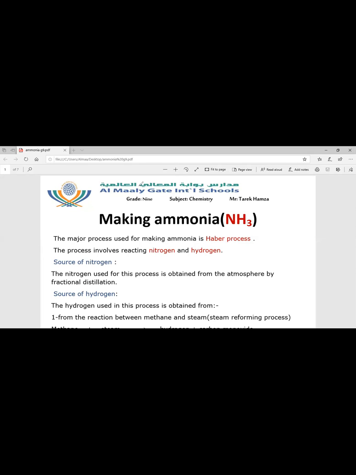Ammonia is mainly composed of two elements, nitrogen and hydrogen. Source of nitrogen. How to obtain nitrogen for this process? The nitrogen used for this process is obtained from the atmosphere by fractional distillation. The basic idea of fractional distillation is the different boiling points of the components.